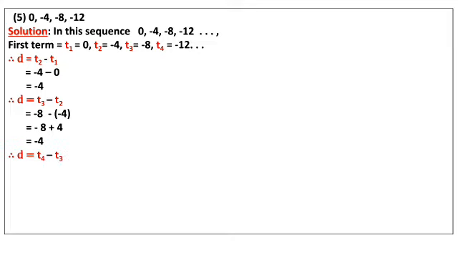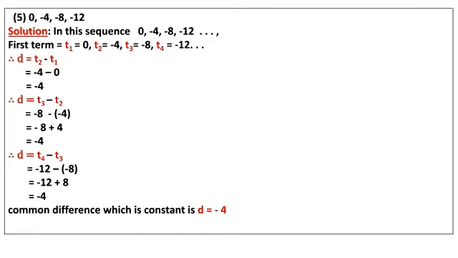And d equals t4 minus t3. The t4 value is minus 12, and the t3 value is minus 8. We'll open the bracket: minus 12 minus minus 8, which becomes plus 8. We get minus 4. See the differences: minus 4, minus 4, minus 4, which is constant. Same. Therefore, this sequence is an AP.